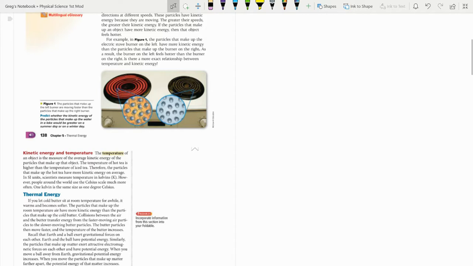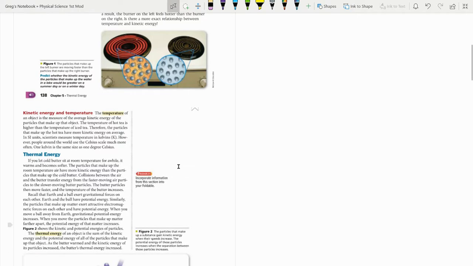Remember the kinetic theory. When it's colder, they move slower. When it's hotter or warmer, the particles move faster. When we measure the kinetic energy of the particles, it's called temperature. The temperature of an object is the measurement of the average kinetic energy of the particles that make up that object. The temperature of hot tea is higher than the temperature of iced tea. Therefore, the particles that make up the hot tea have more kinetic energy on average than the ones that make up the cold tea.